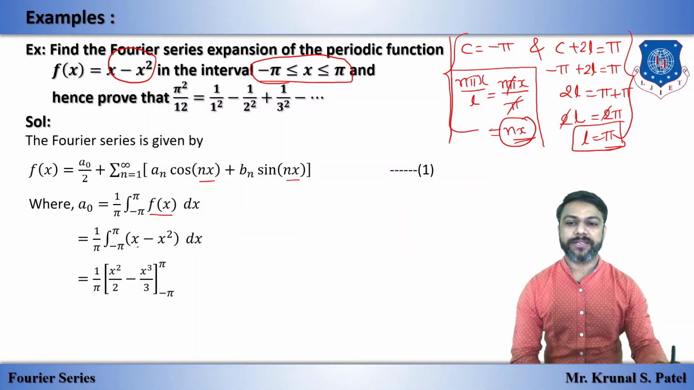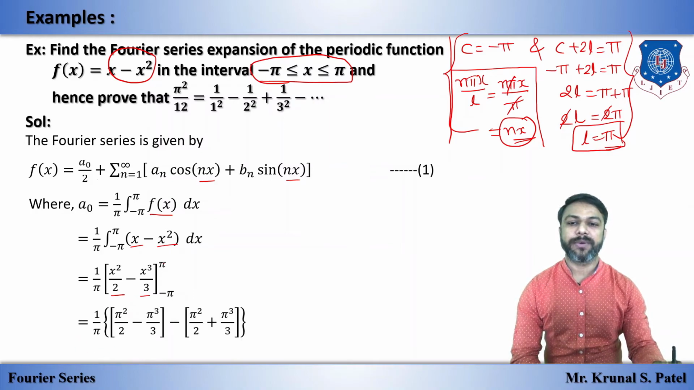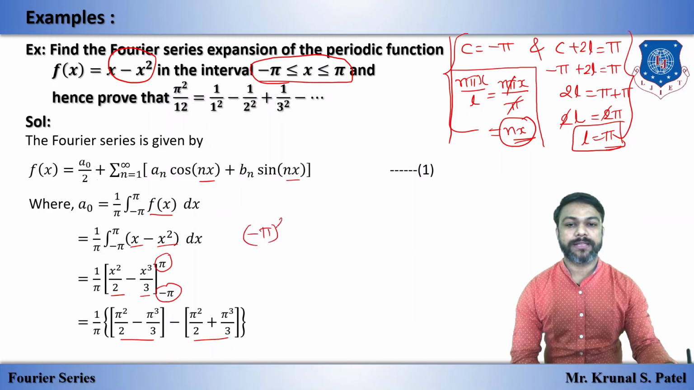So the integration of x is x square by 2, the integration of x square is x cube by 3, in the limit minus pi to pi. As I told, whenever we are putting the upper limit and lower limit, we will use a curly bracket. So we have 1 by pi as it is. In the curly bracket, first bracket upper limit, minus second bracket lower limit. So if we put pi, we get pi square by 2 minus pi cube by 3, minus, if we put minus pi, minus pi whole square. So minus pi whole square, and this power is even, so the minus square is plus and we get pi square by 2.